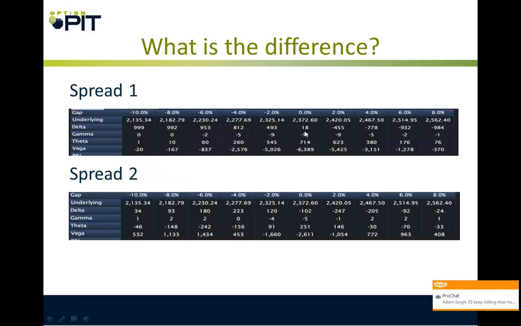Well, let's take a look again. Spread number 1 is short 11 gamma, long 700 theta. It has short vega of about 6,400. This one is short less than half the gamma, collecting about a third of the decay, with a vega that is about a third. So there's a very big difference in that severity, and that makes all the difference in the trade.